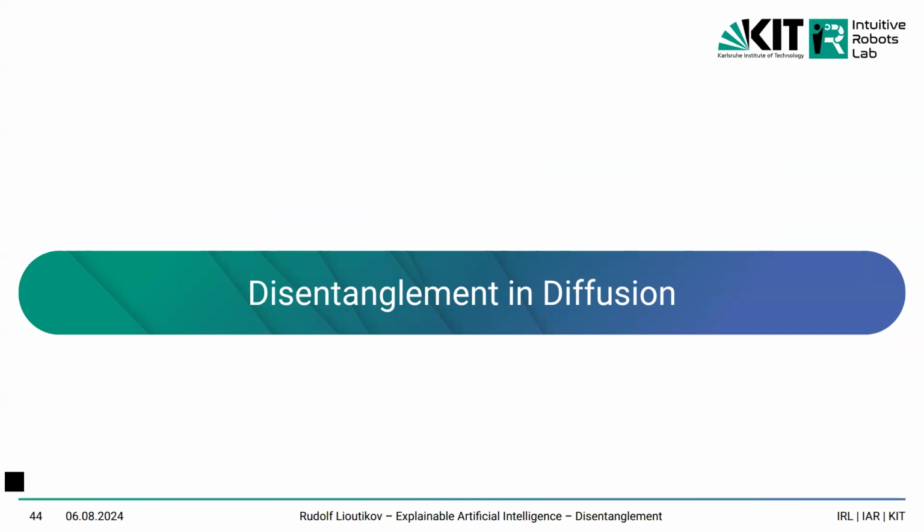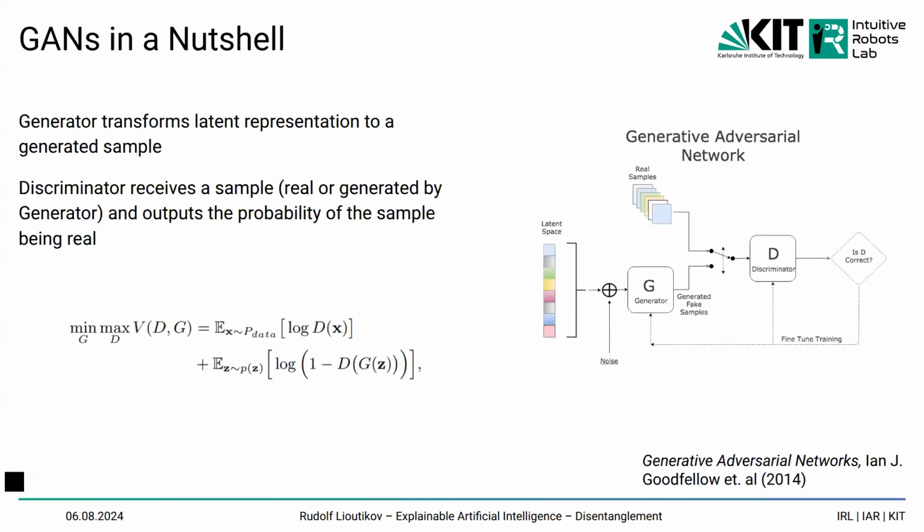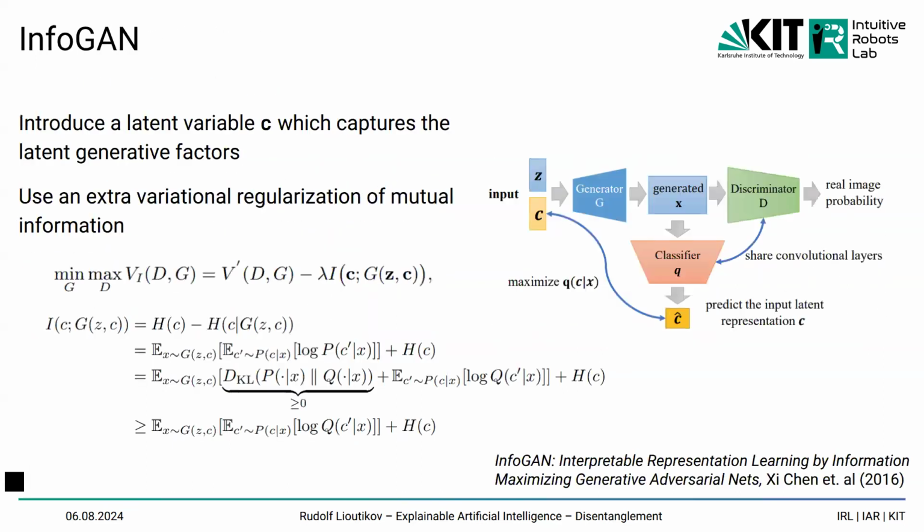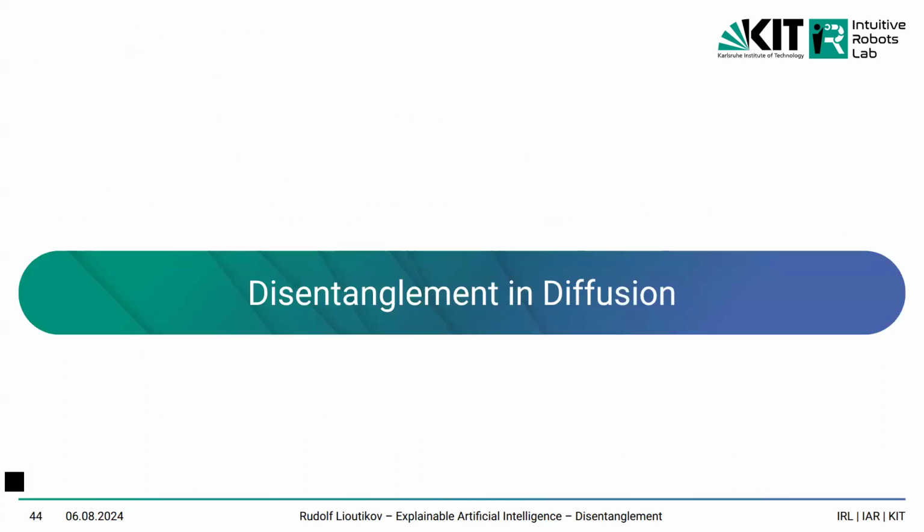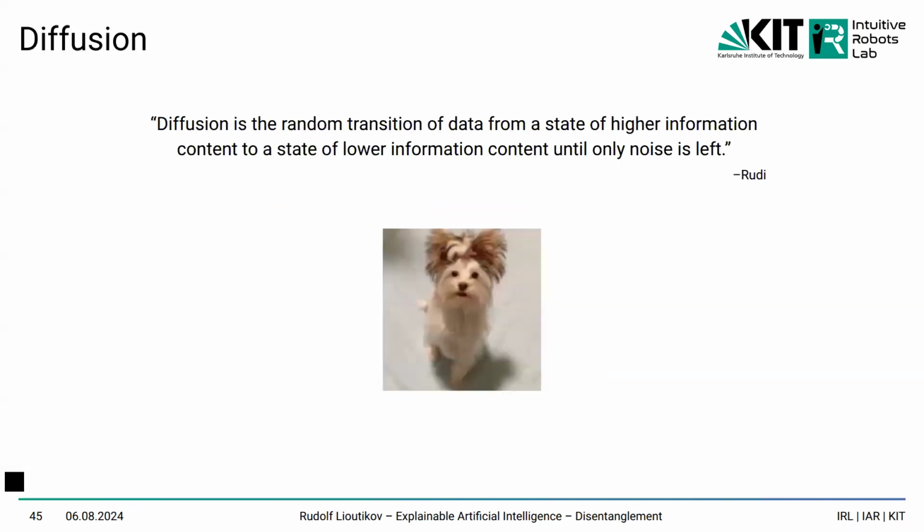Disentanglement in diffusion. The reason why I didn't put so many slides for GANs is because GANs are kind of out of fashion, and the new kid on the block and the current generative process is diffusion. So how many of you have heard about diffusion? How many of you know how diffusion works? How many of you know DDPM-based diffusion and score-based diffusion? No difference between those. Yeah, wonderful.